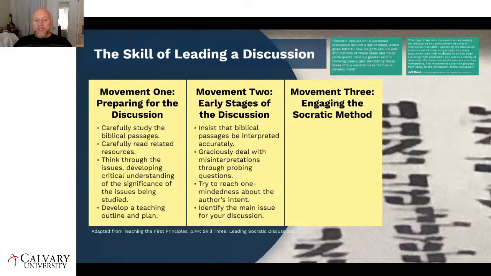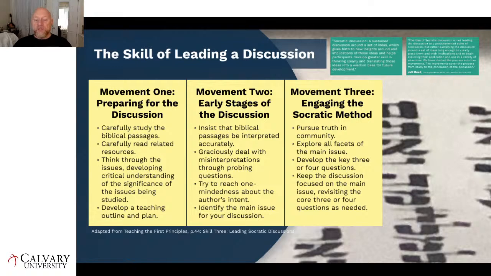And then movement three is engaging the Socratic method. First of all, you're going to pursue truth in community. Pursue truth in community. What a beautiful picture that is. This is letting the word of Christ richly dwell within you, the church community. You're going to explore all facets of the main issue within reason.